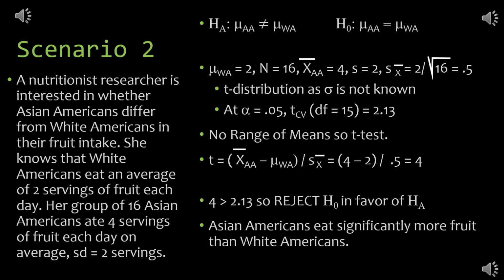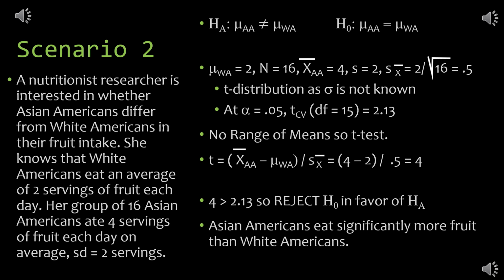The null hypothesis, because she's interested in whether Asian Americans differ from white Americans, and she has no clue which way that's going to go. Asian Americans may eat more fruit or less fruit. She's just interested in any differences. So the alternative hypothesis is that, yeah, there are differences between Asian Americans and white Americans in the amount of fruit they eat in the population. So mu Asian Americans is not equal to mu white Americans. And the null is everything that the alternative is not. Mu Asian Americans is exactly equal to mu white Americans.